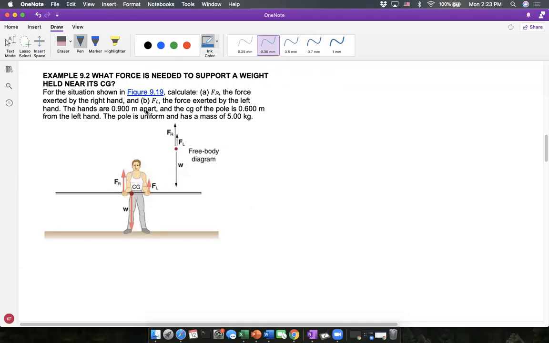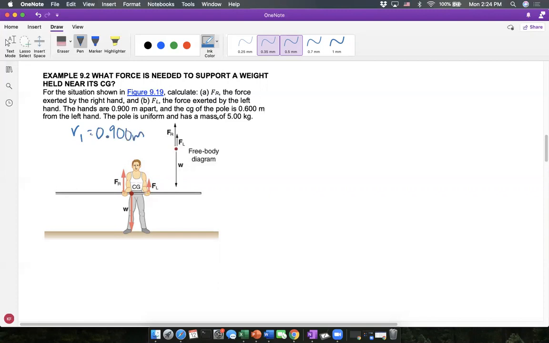Okay, so we're going to go ahead and go into our next example. And this is going to be on figure 9.19 here. And we want to calculate the force exerted by the right hand and then the force exerted by the left hand, given that the hands are 0.9 meters apart. Okay, so we can say R1 is equal to 0.9 meters.